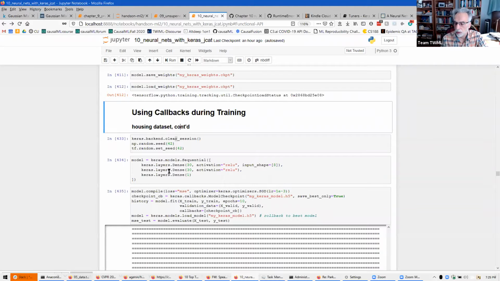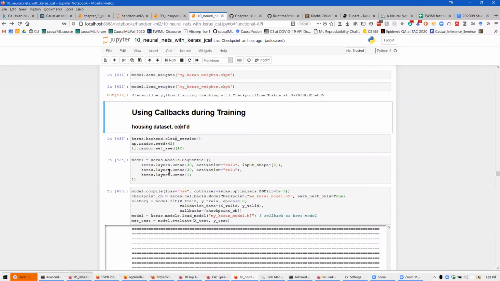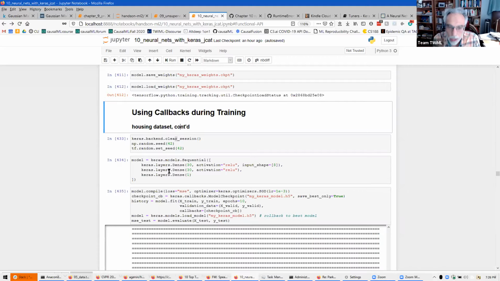It's a regression model. Remember that Jerome put together a special housing data set that only has numerical features, and that makes it easy to make a regression model, and that's what we're doing here.